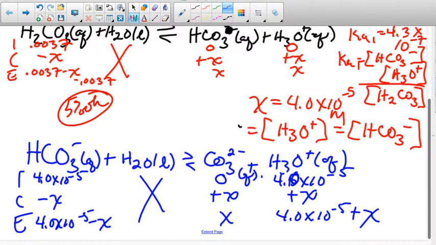What about here? Same thing. Makes the math pretty easy, right? Because then X is really just equal to your Ka2. Right?